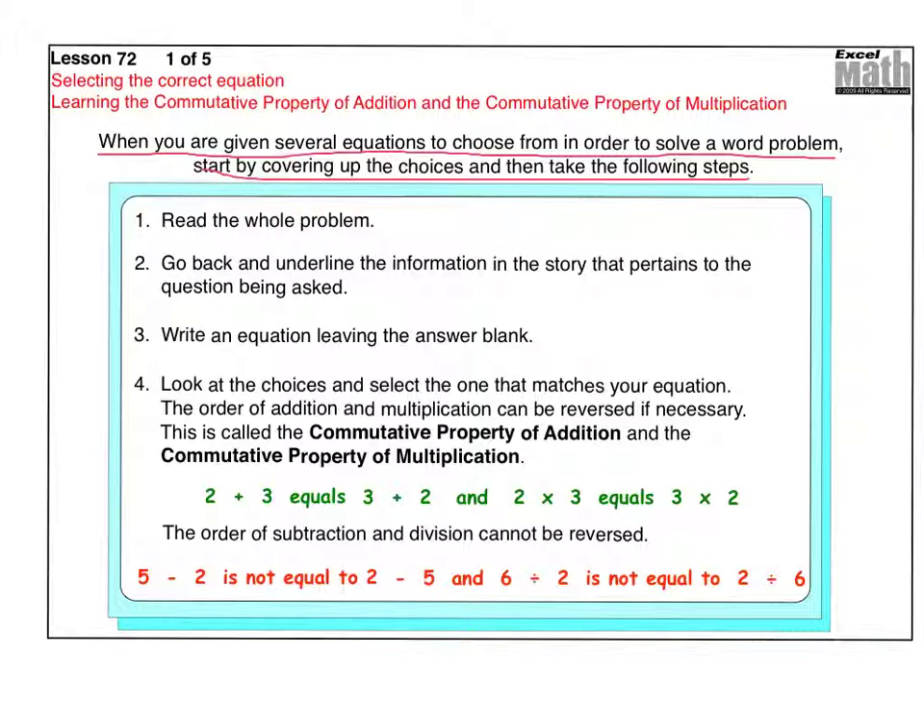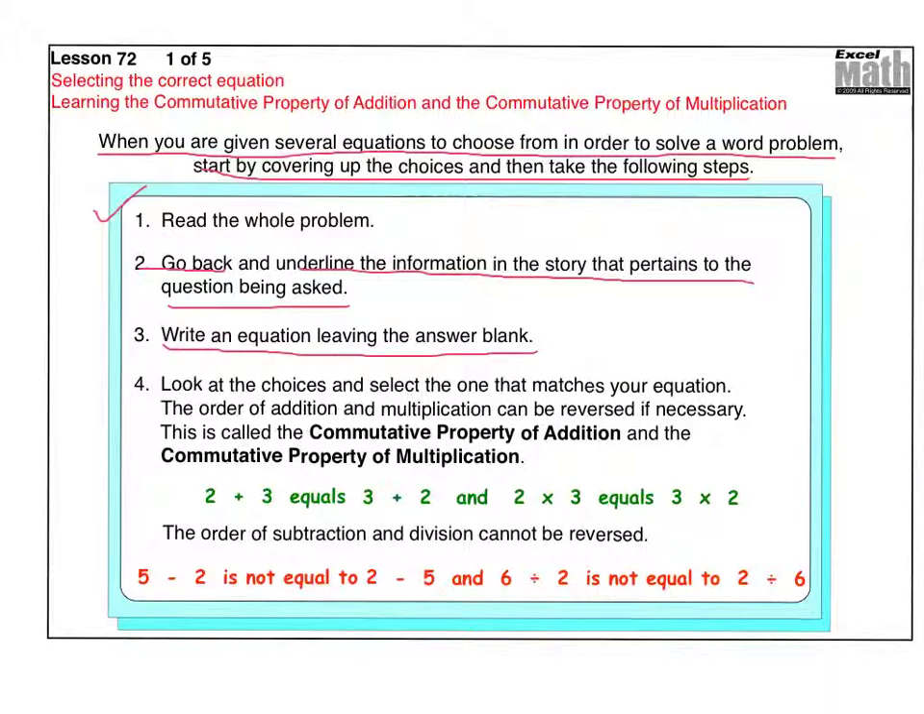What you want to do is not even look at those choices first, because they'll trick you, they'll fake you out. So you want to cover them up, read the problem, and then decide. Let's take a look. Read the whole problem first, and then go back and underline the information in the story that pertains to the question being asked. In other words, find the important information, like people's names. Little extra information is not important. Find the really important stuff, and then write an equation leaving the answer blank.